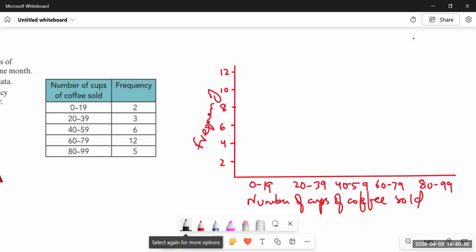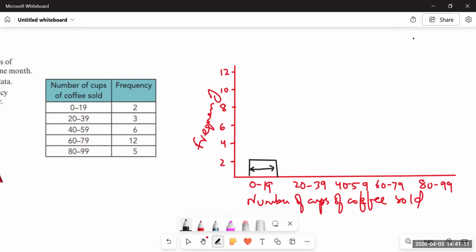Now we will draw the bars. The frequency for the first one is 2. It means we will draw the bar up to 2 like this. Always remember the width of each bar must be the same. Like if the width of the first bar is 2 centimeters, all the bars must be 2 centimeters each. The height will be different, but the width will be the same.